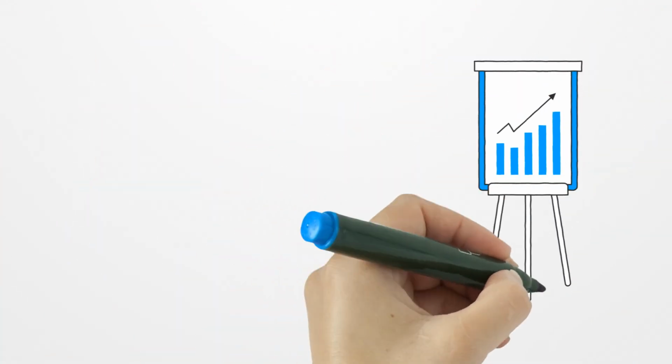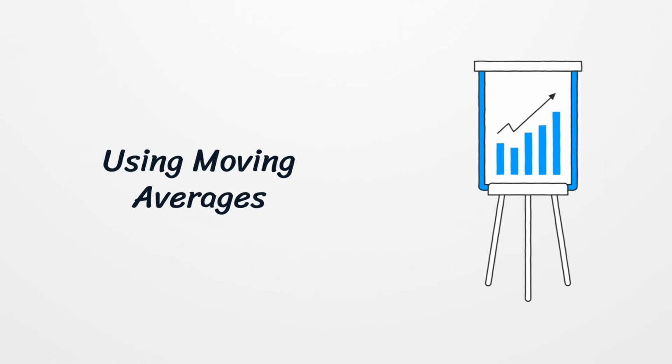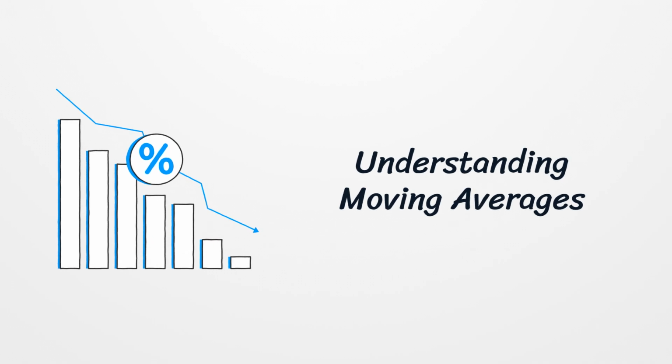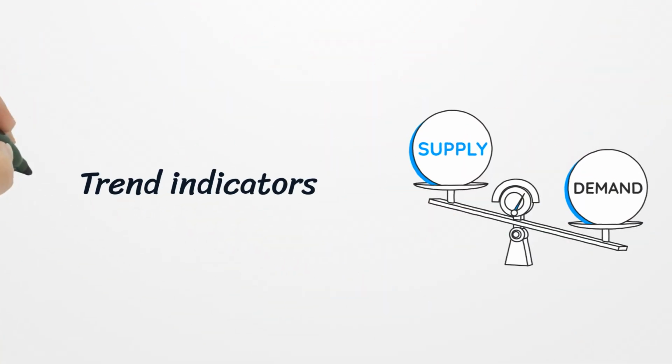Here's a simple tool that beginners love: moving averages. A moving average smooths out price over time. The 50-day moving average shows the short-term trend. The 200-day shows the long-term trend. Tip: if the price is above the moving average, the trend is usually up. If it's below, it may be heading down.